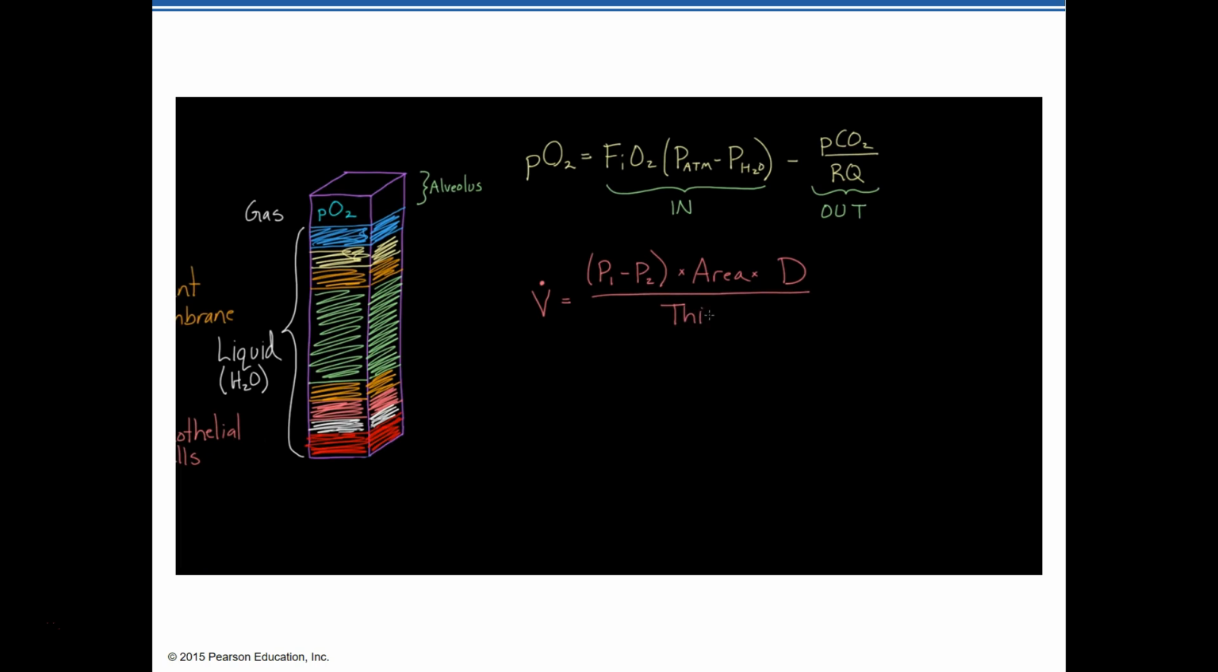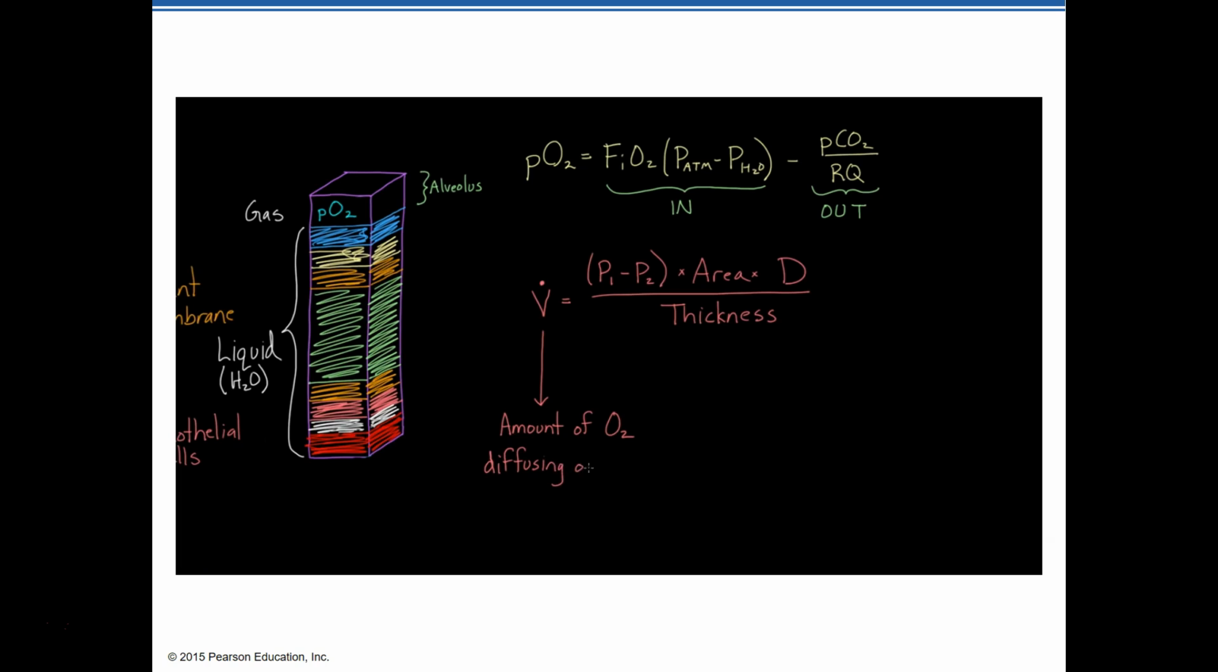We can say, well, if you know the gradient, P1 minus P2, is a certain amount, and if you know the area and the diffusion coefficient and the thickness, then you can figure out V. And this V is really the amount of oxygen in this case. We're going to focus on oxygen right now: the amount of oxygen diffusing over time.